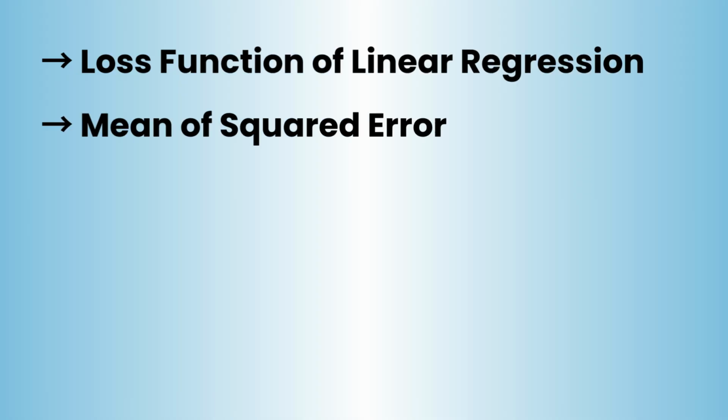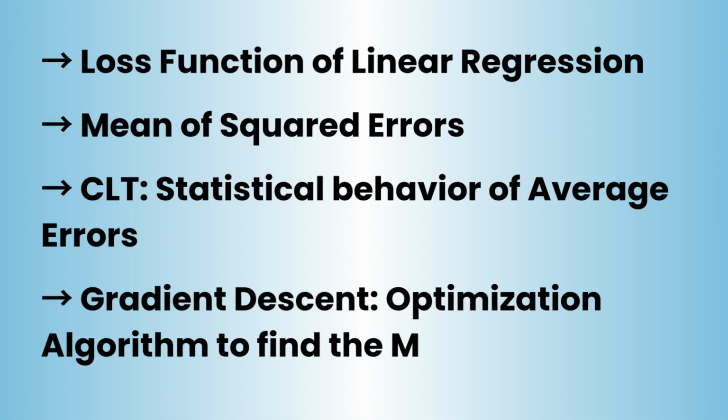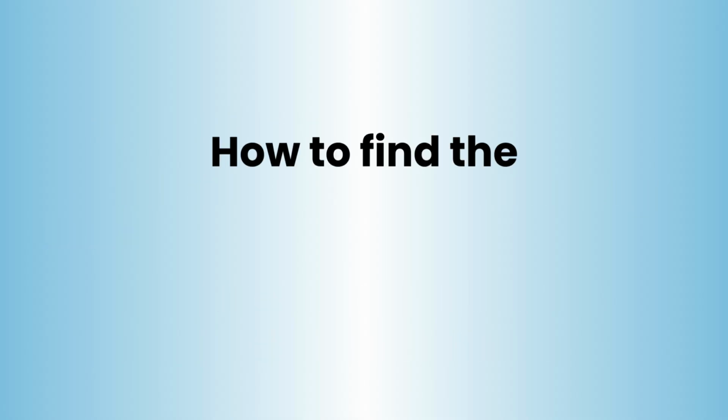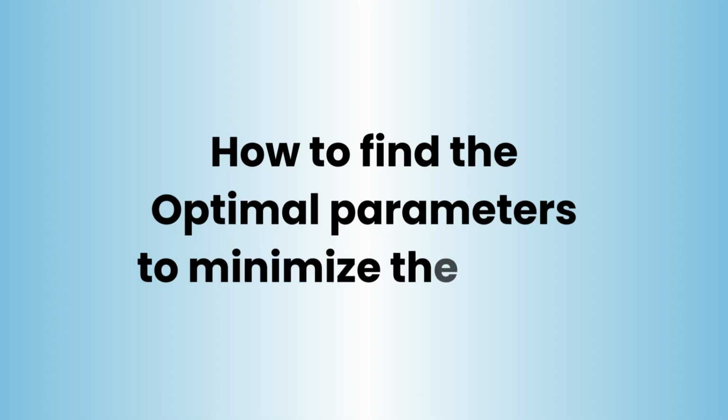We calculate the average of the squared errors, which is much like what we have explored in the Central Limit Theorem. Central Limit Theorem explains the statistical behavior of averaged errors, while gradient descent is simply the optimization method used to find the minimum. We now understand why the loss function mean squared error aligns well with the bell curve and makes it reliable for linear regression.